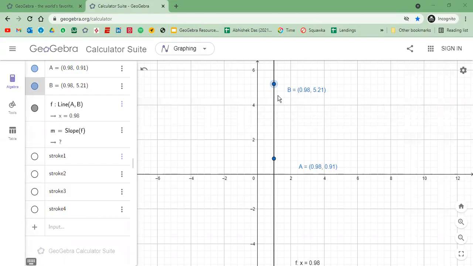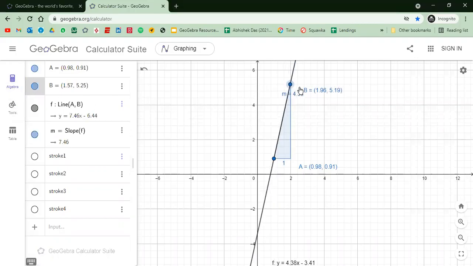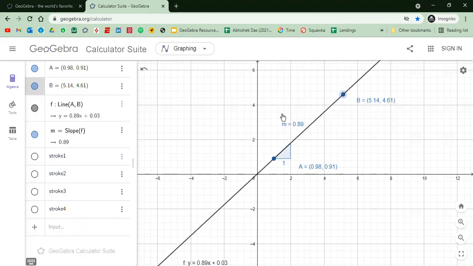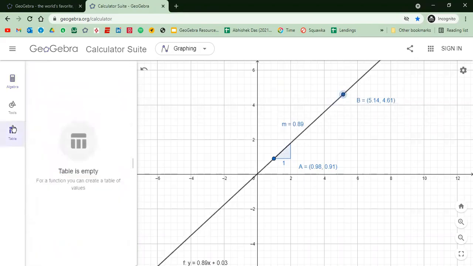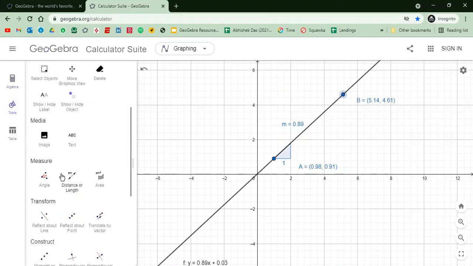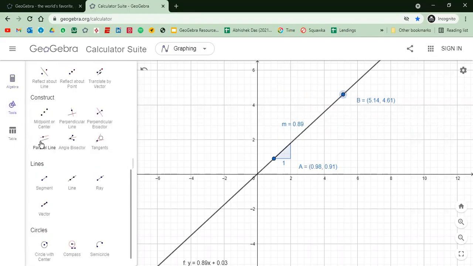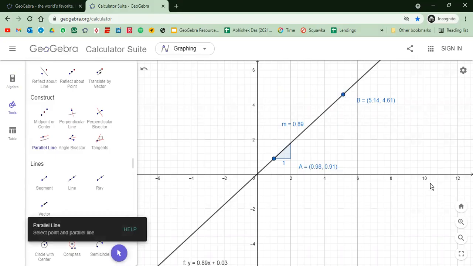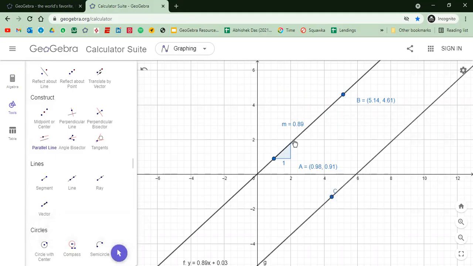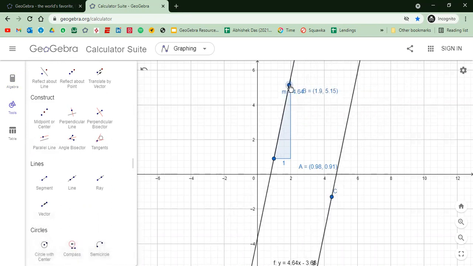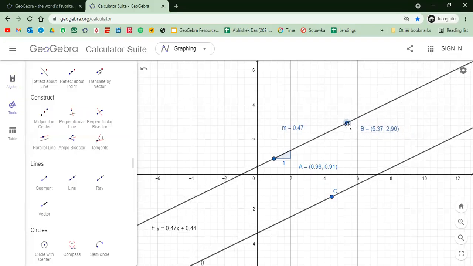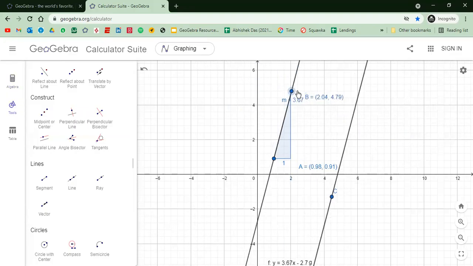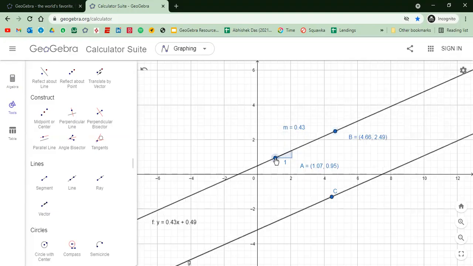Now, let me clear this up. What happens to the slope of a line when it is parallel to another line? Let's consider this line to have a slope of 0.98, and let's draw a parallel line. We'll select a point and a parallel line. You can see if I move this point, the line stays parallel according to the orientation, right?